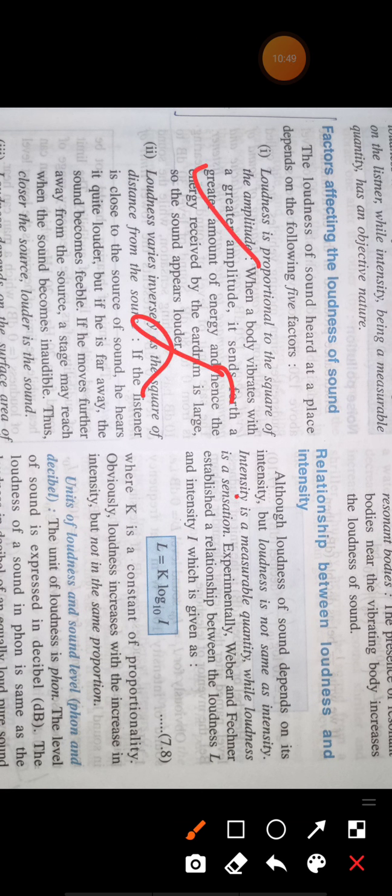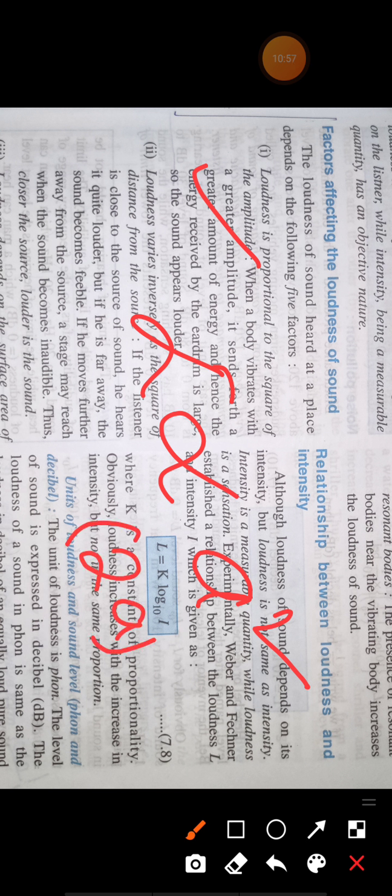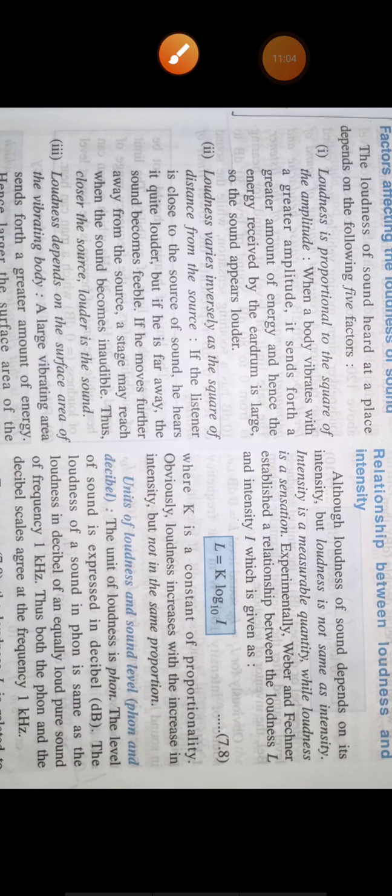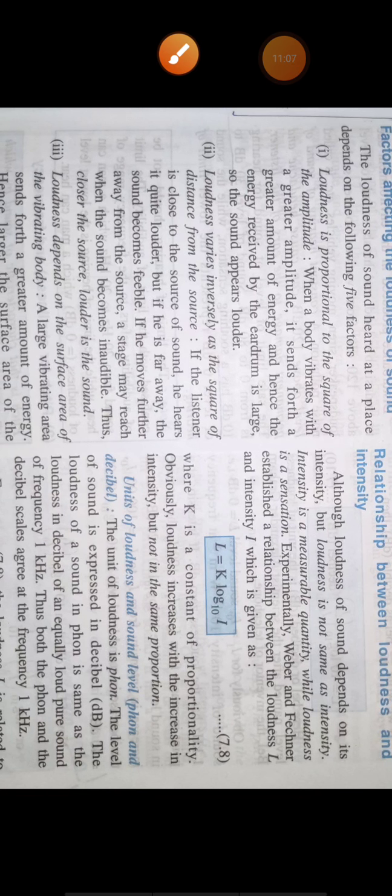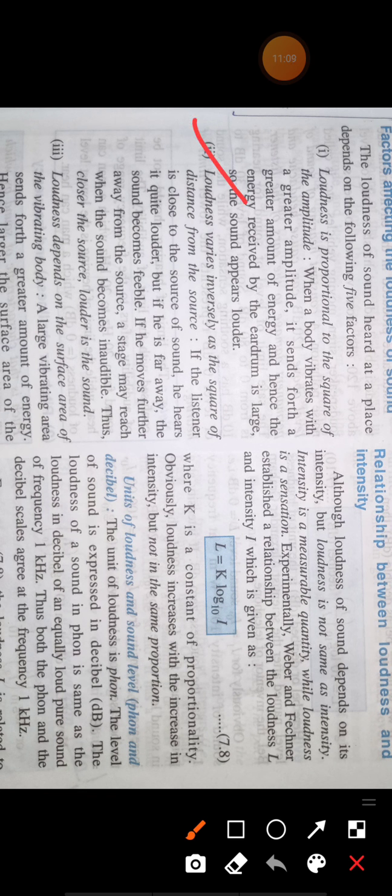But actually it is proportional to the square of the amplitude. So that means if you increase the amplitude 2 times, loudness will increase 4 times. 2 squared is 4. If you increase the amplitude 3 times, loudness will increase 9 times, and so on. The second point is loudness varies inversely as the square of the distance from the source.